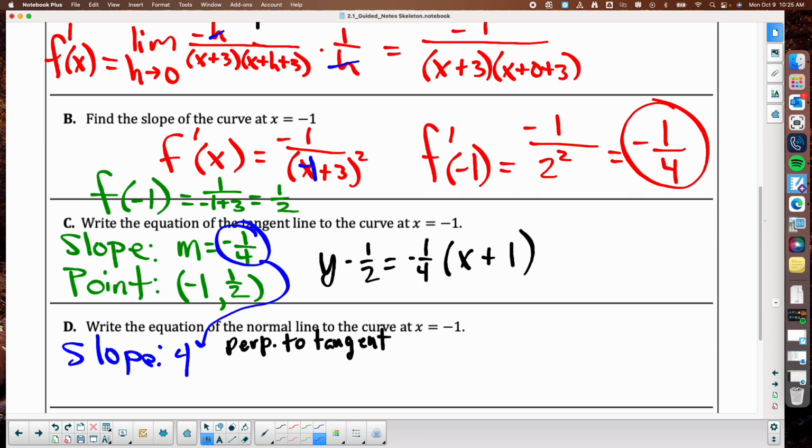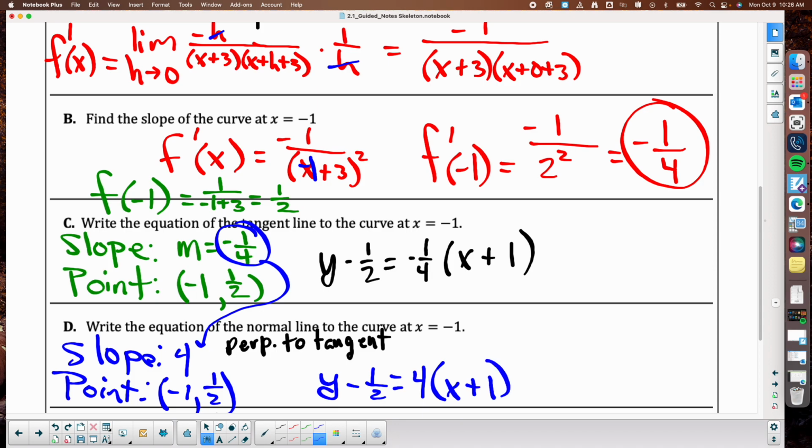And then you just use the exact same info. We've already figured out the point, and we already figured out the tangent line slope. You wouldn't need to rewrite this, I'm just doing this for your notes. Honestly, I would just immediately write the answer. Everything is identical except for the slope. Okay.